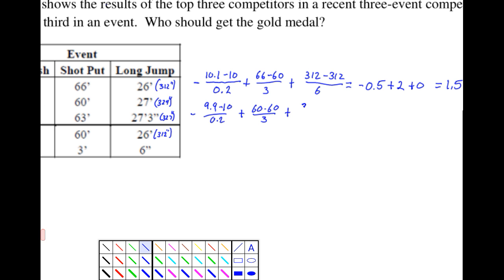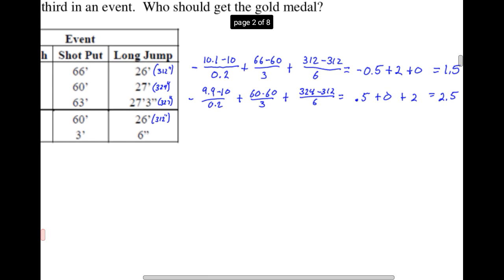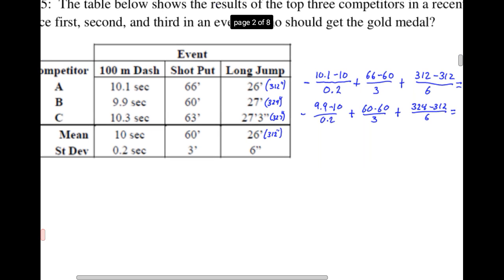So 324 minus 312 over the standard deviation of 6 inches. So we get positive 0.5 plus 0 plus 2, which is 2.5. So far, it looks like competitor B would be first place, A would be in second place, but we haven't calculated competitor C yet.